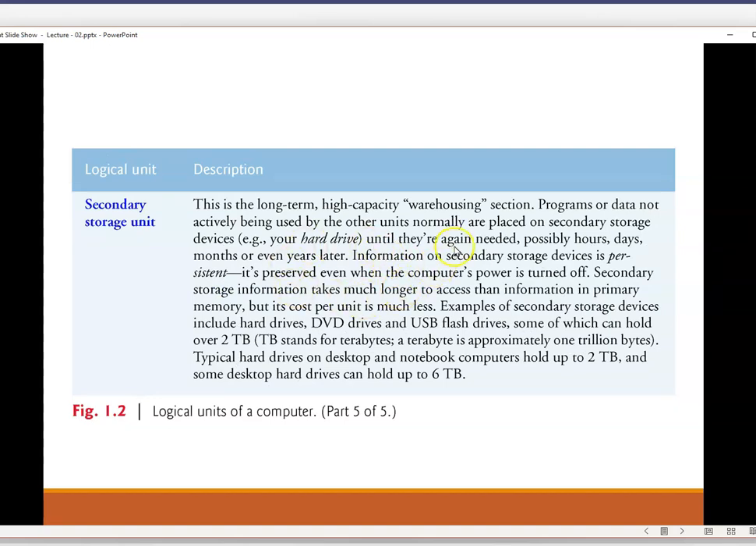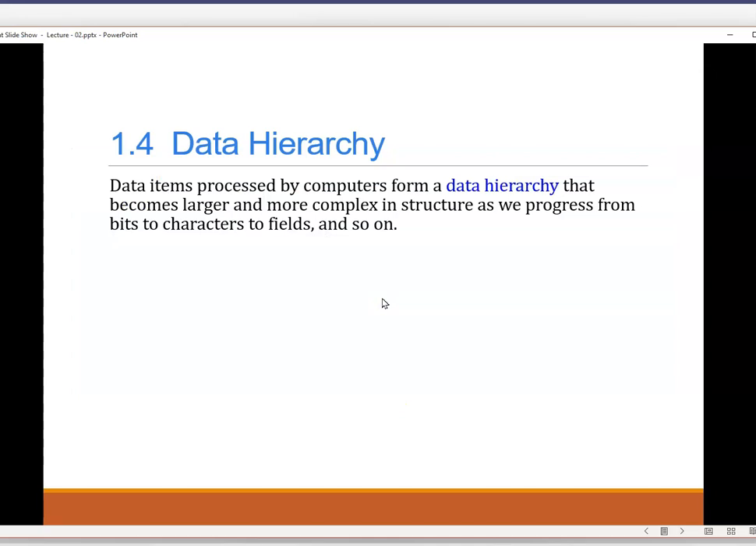Secondary storage unit, this is long-term, high capacity storage. It tends to be slower. Hard drives are good examples, CD-ROMs, all sorts of things like that. Flash drives, anything that can store data. And you can get hard drives these days as big as 10 terabytes just for your personal computer.